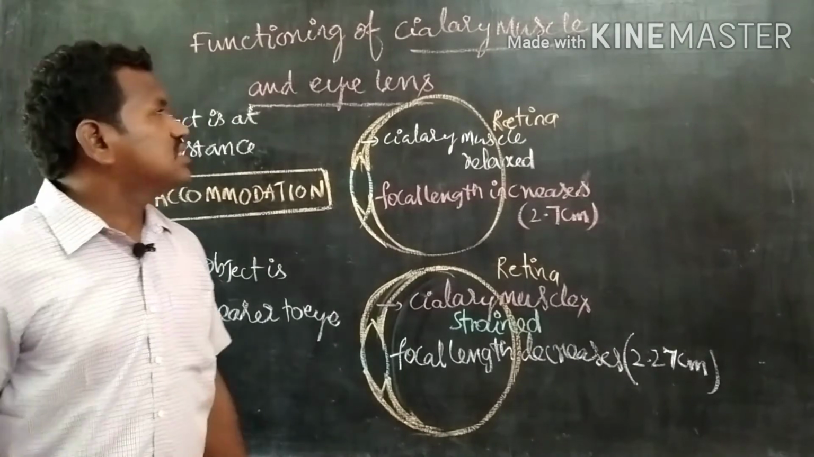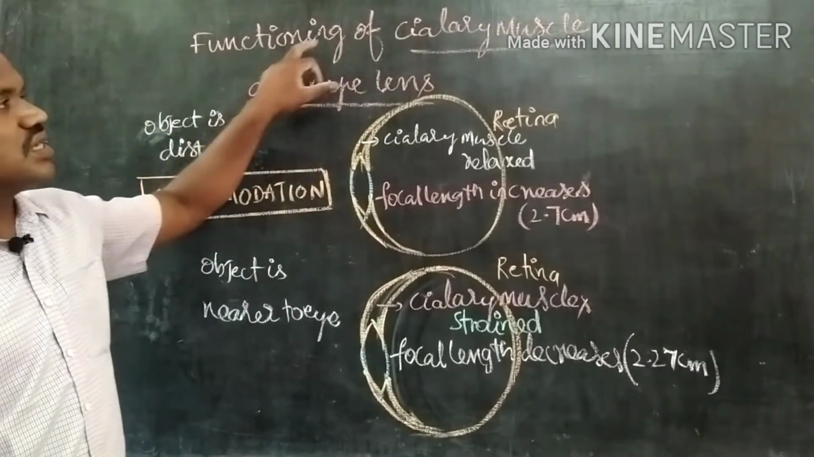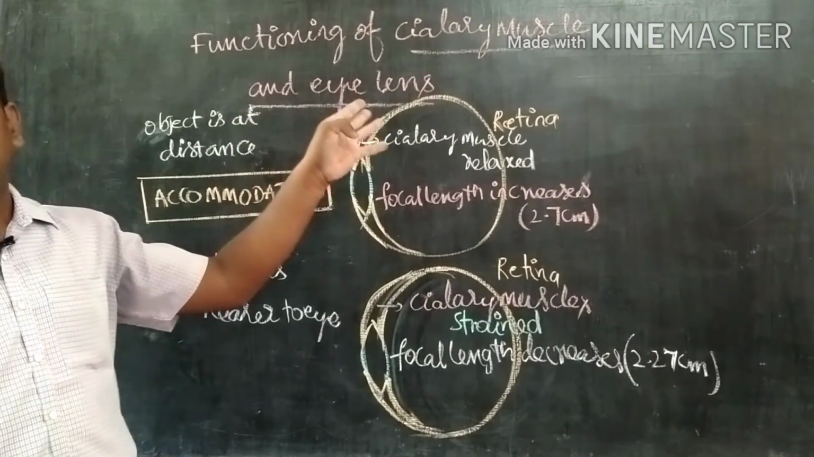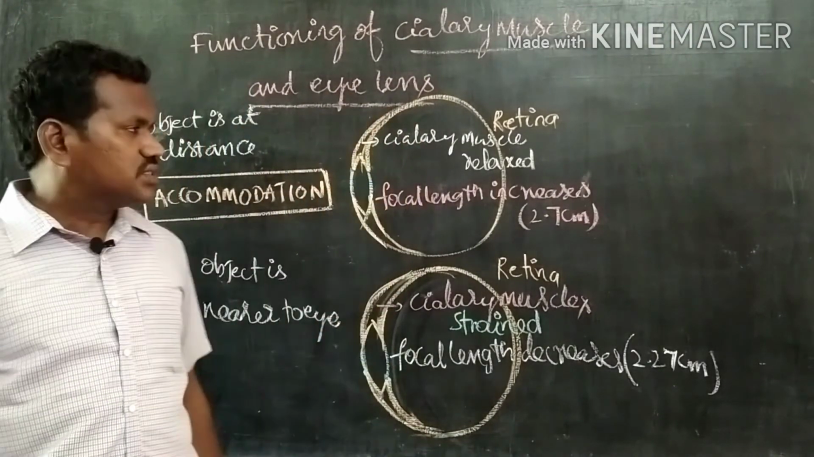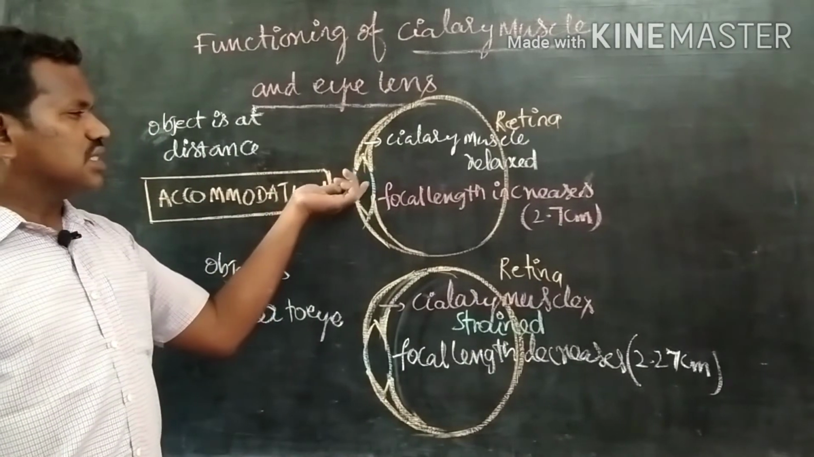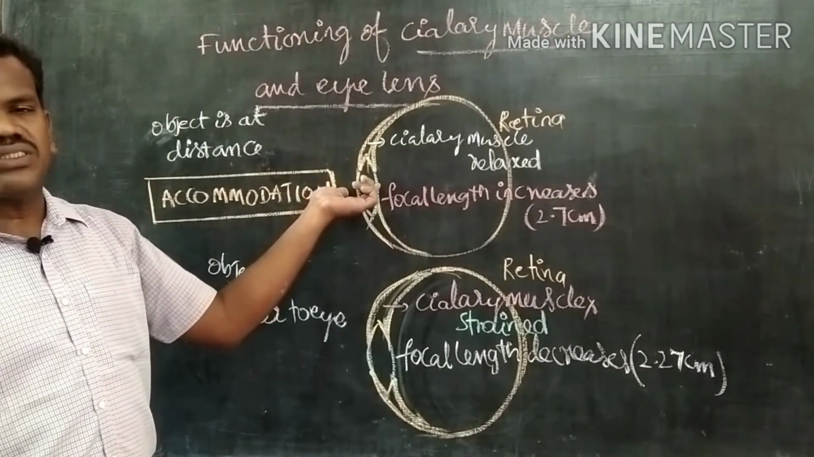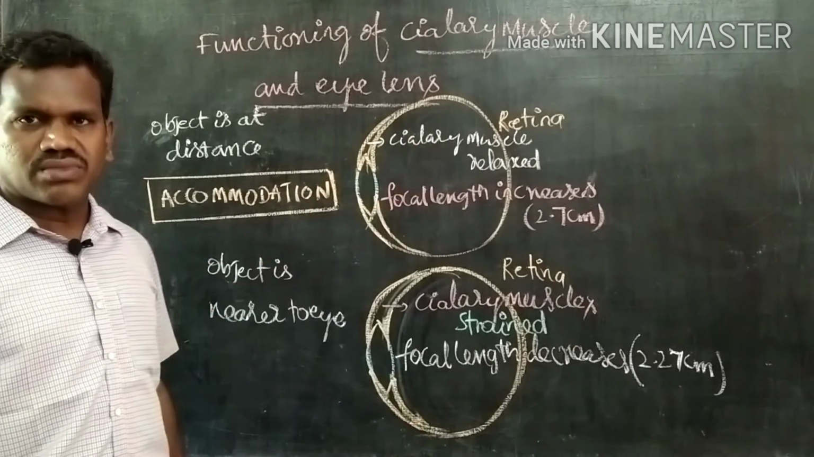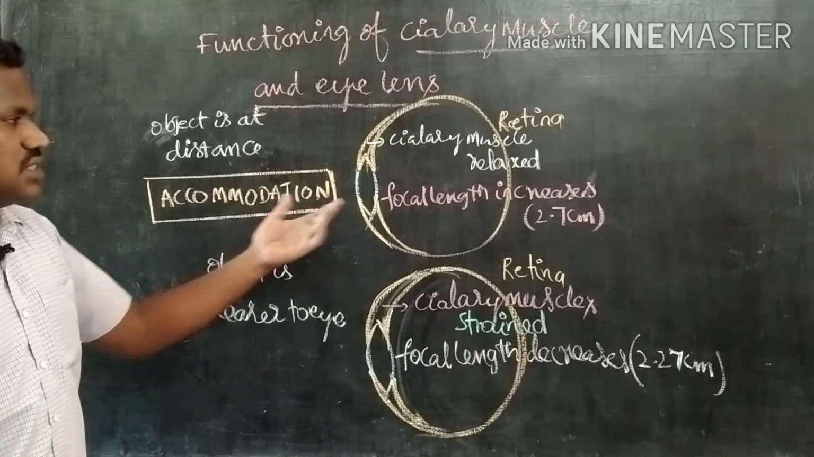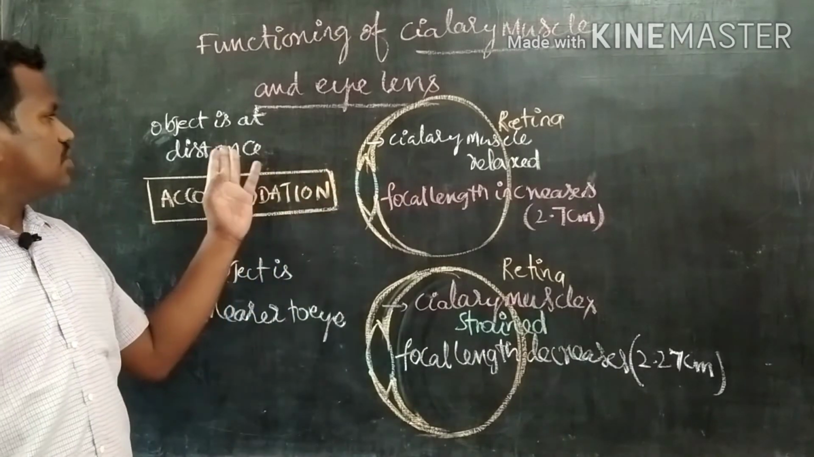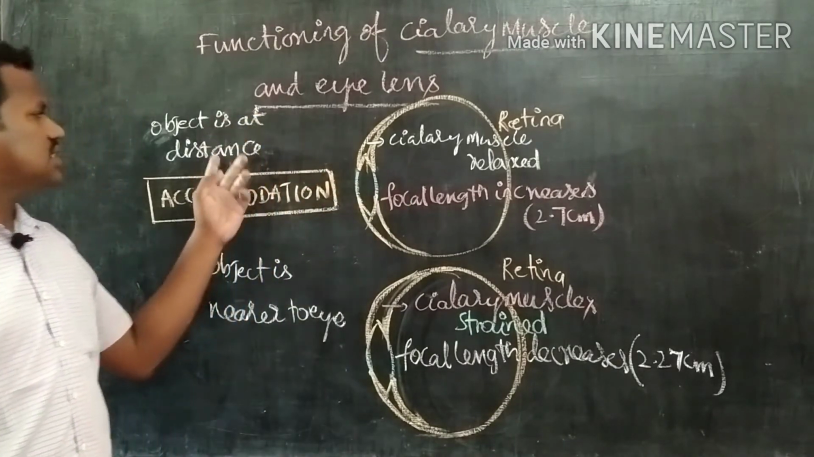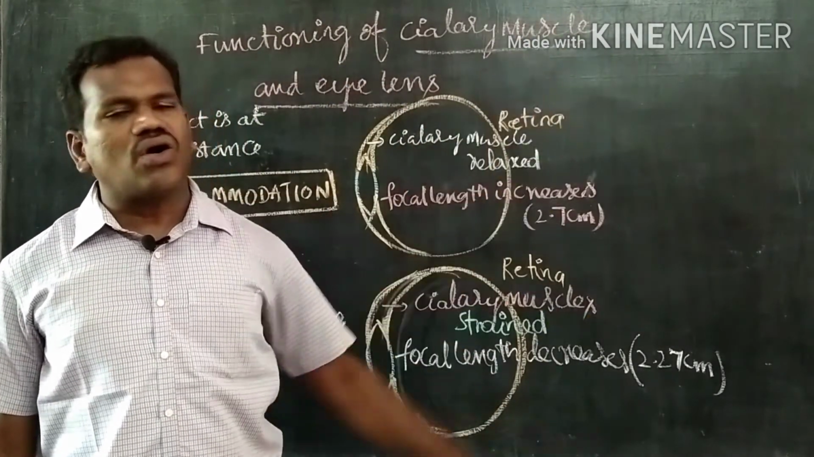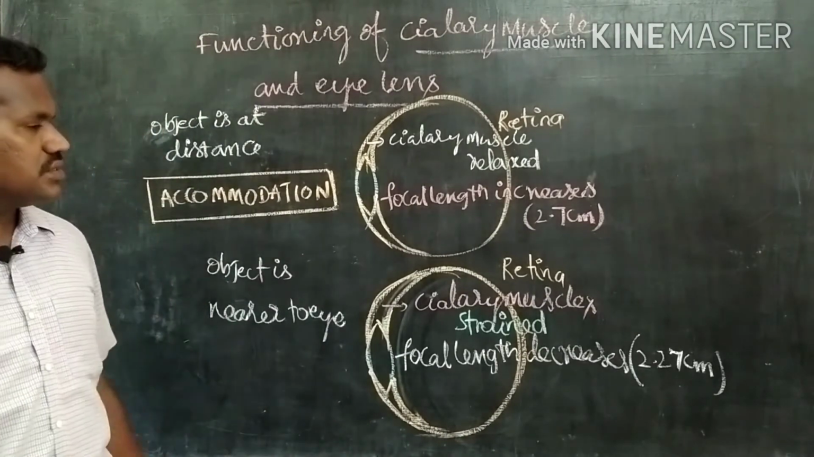Now let us discuss the functioning of ciliary muscles and eye lens. What is the relation between the ciliary muscles and the lens? As we already said, the thick, hard, transparent structure is called the lens and its edges are connected to the ciliary muscles. Whenever the eye is turned towards an object at a far distance, then what happens?